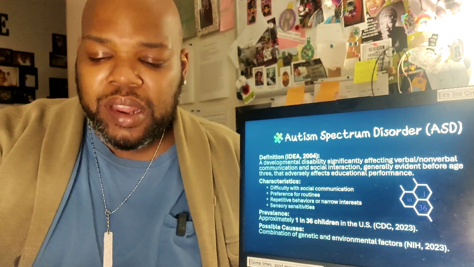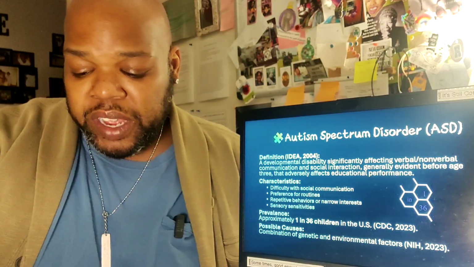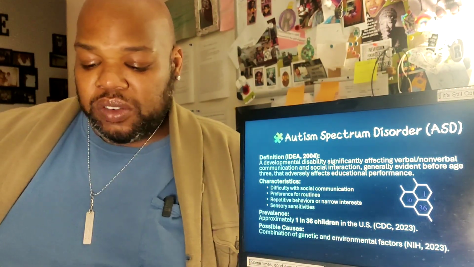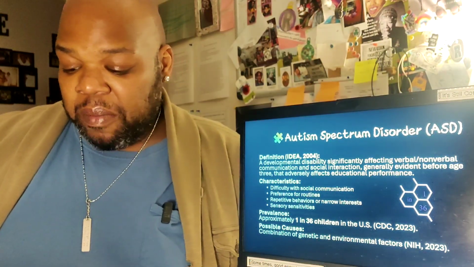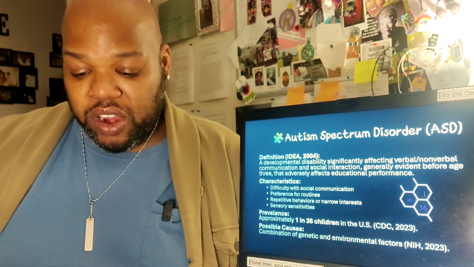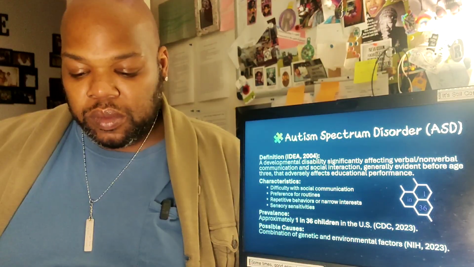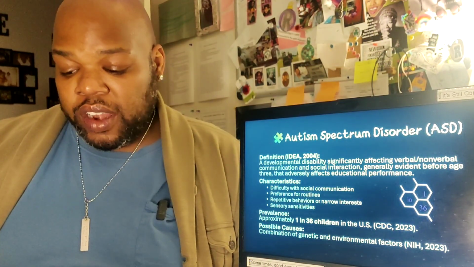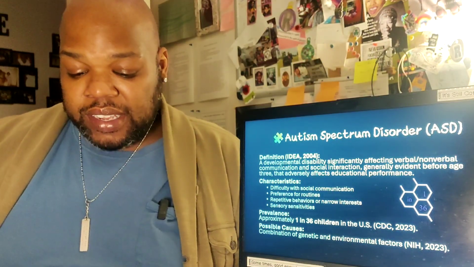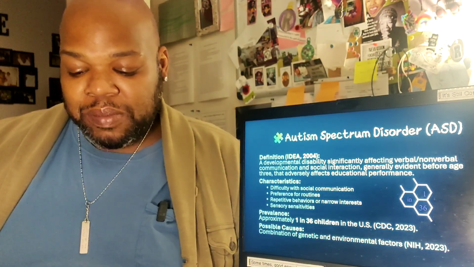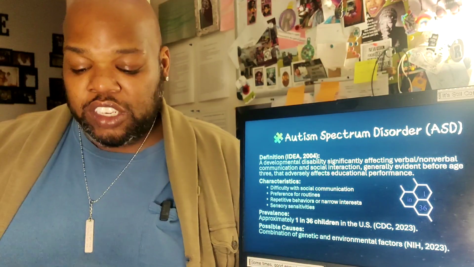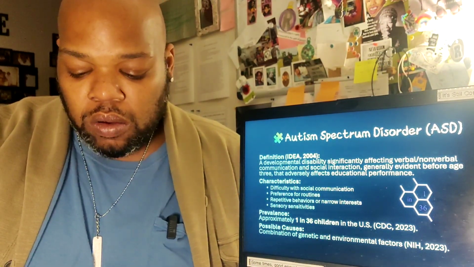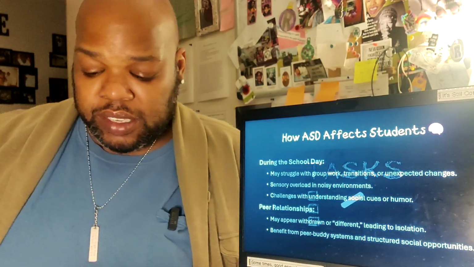So now let's talk a little bit about autism spectrum disorder, ASD. Autism spectrum disorder is a developmental condition that impacts communication, behavior, and social interaction. The CDC reports about 1 in 36 children are identified as ASD, and it's not a one-size-fits-all diagnosis because each child's abilities and challenges are unique. So let's talk about how ASD affects students.